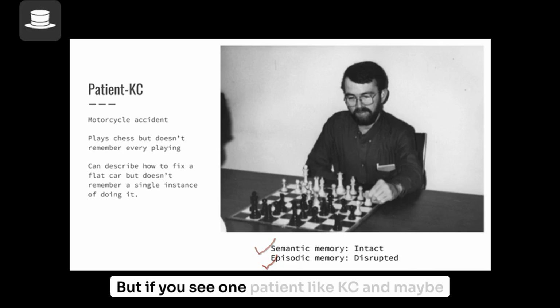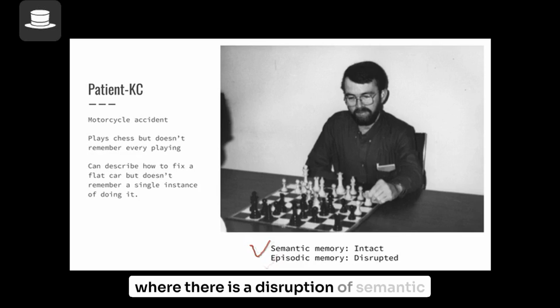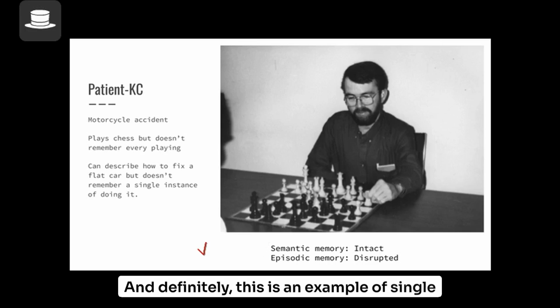But if you see one patient like KC and maybe another patient, say CK, just as an example, where there is a disruption of semantic memory but not episodic memory, then that would be a double dissociation. I'm not saying there is one such case. This is just to give you an analogy. And definitely, this is an example of single dissociation.